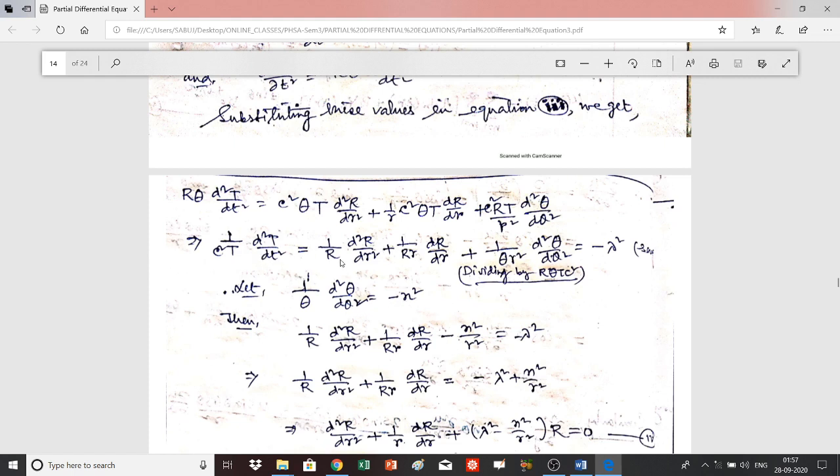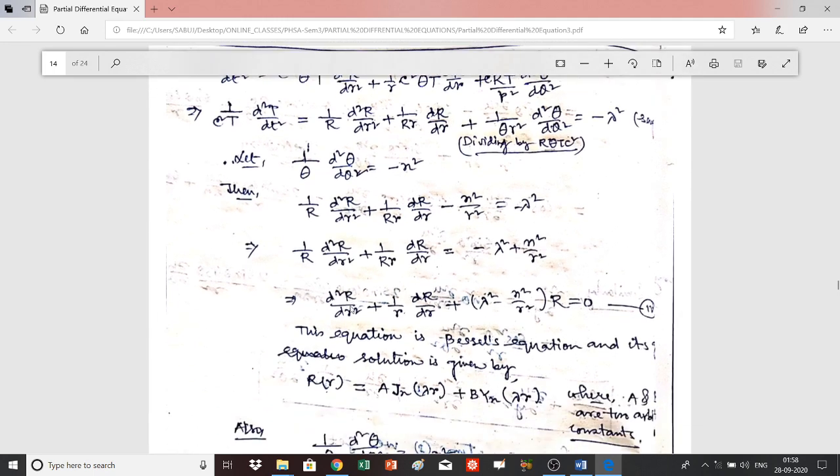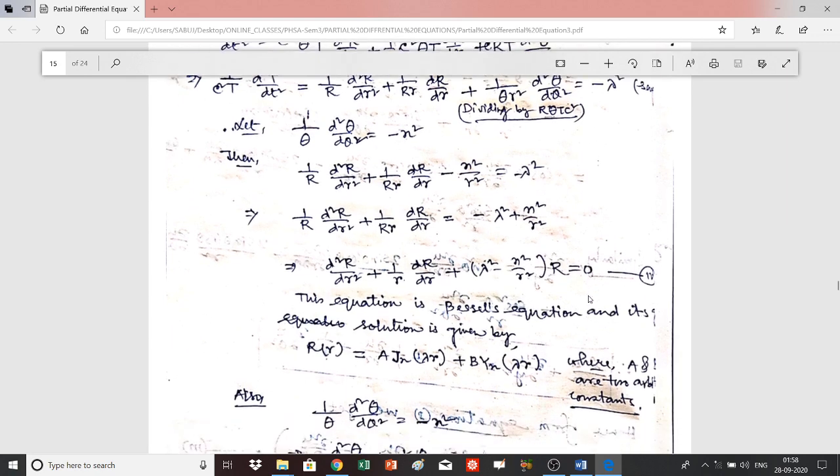So from another relation, taking minus lambda square, that 1 by R d2R by dr square plus 1 by R dR by dr minus, just use here the value of minus n square instead of 1 by Theta d2Theta by d theta square. That is here minus n square by r square, that is equal to minus lambda square. So that will give you 1 by R d2R by dr square plus 1 by R dR by dr, that is equal to, just change the side of this term, so minus lambda square plus n square by r square. And that will give you d2R by dr square plus 1 by r dR by dr plus lambda square minus n square by r square into R is equal to 0. You can write it from this equation very easily. This is equation number 4.